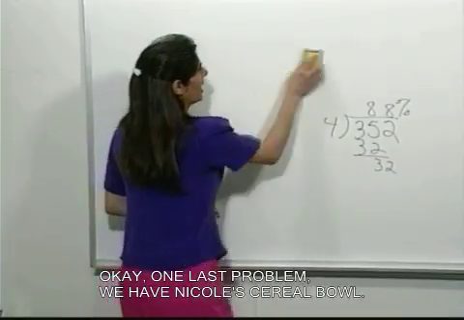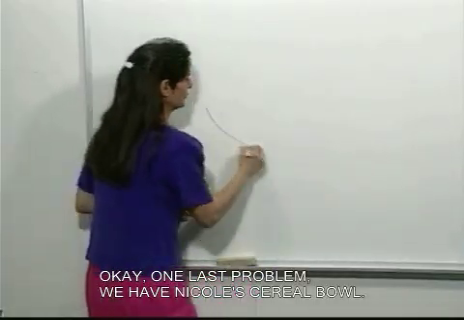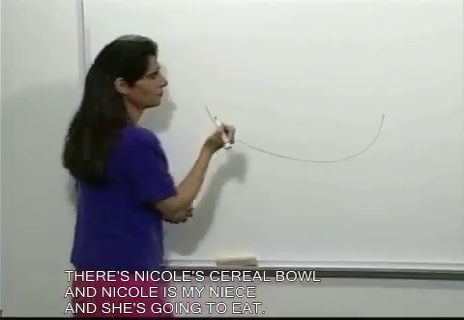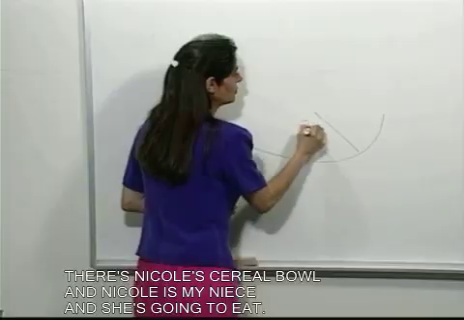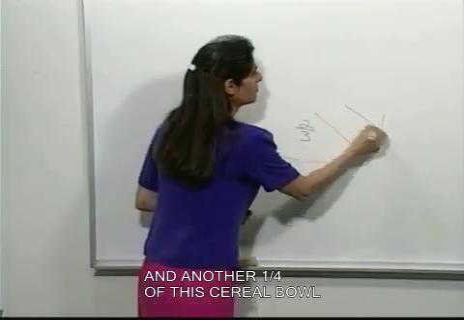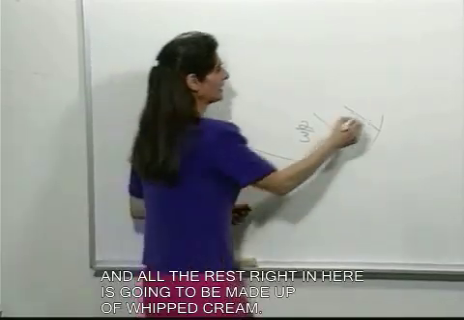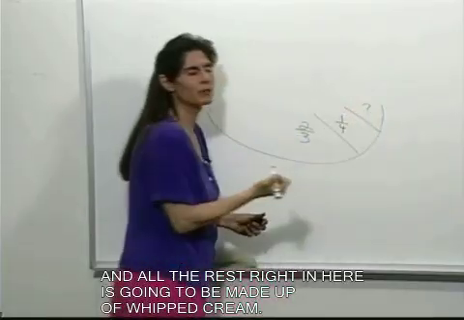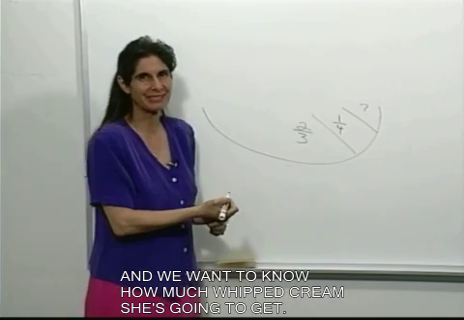Okay, one last problem. Here's Nicole's cereal bowl. Nicole is my niece, and she's going to eat this cereal bowl, which is going to be made up of 2/3 strawberries, and another 1/4 of this cereal bowl is going to be made up of blueberries. And all the rest right in here is going to be made up of whipped cream. And we want to know how much whipped cream she's going to get.